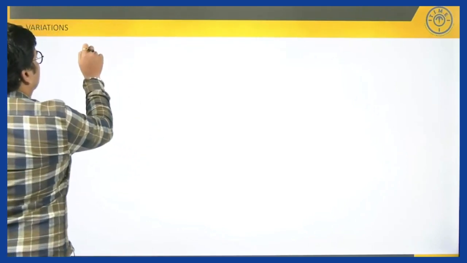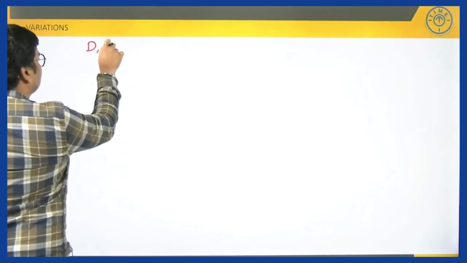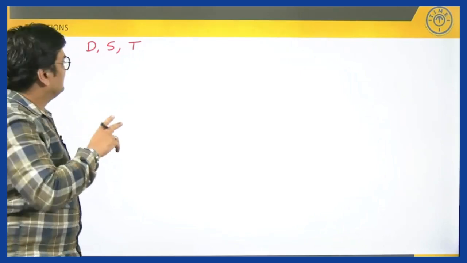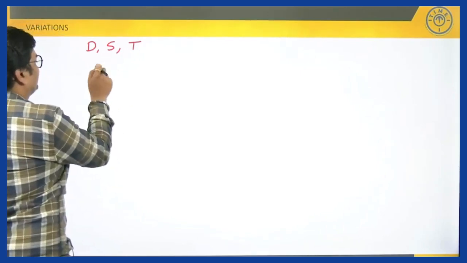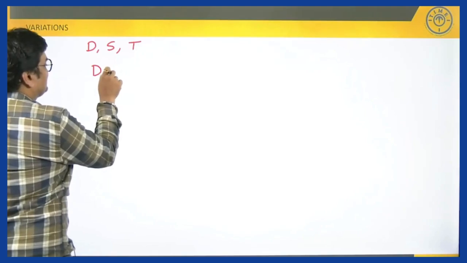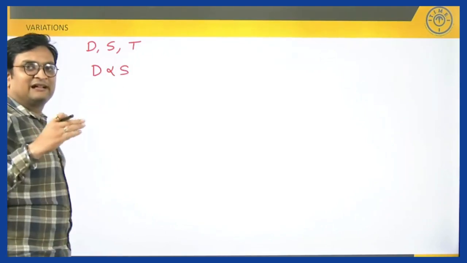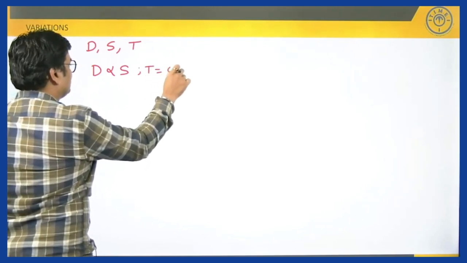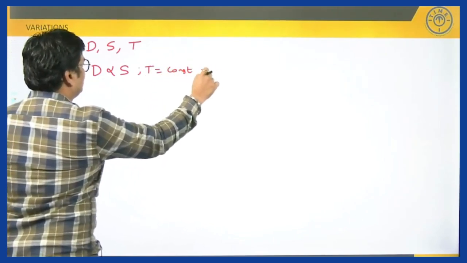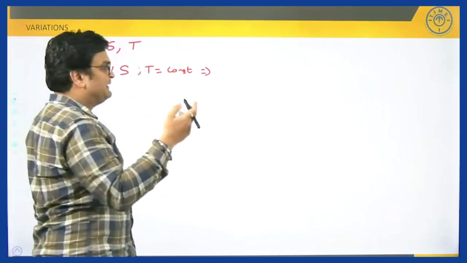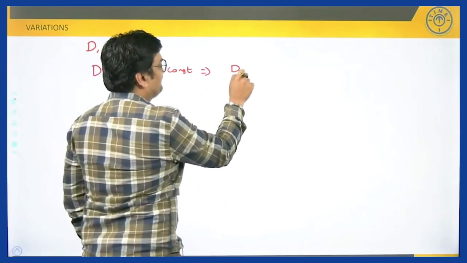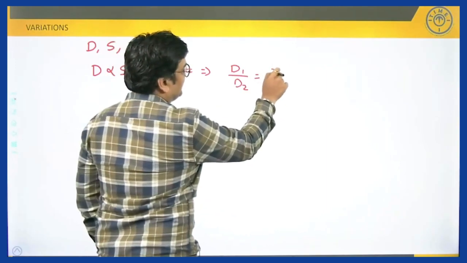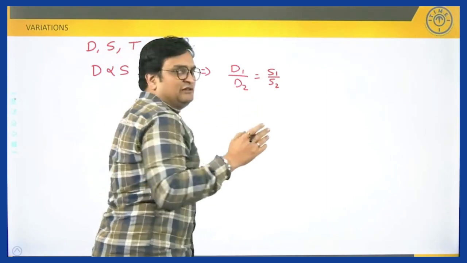So, we have three variables here, distance, speed and time. Now, if you look at the relationship between these three variables, we'll get the following relation. We may say that distance is directly proportional to speed, directly varies with speed when time is constant. So, this further means what? If distance is directly proportional to speed, the ratio of distances in two different occasions, two different instances will be equal to the ratio of the speeds in two different cases.